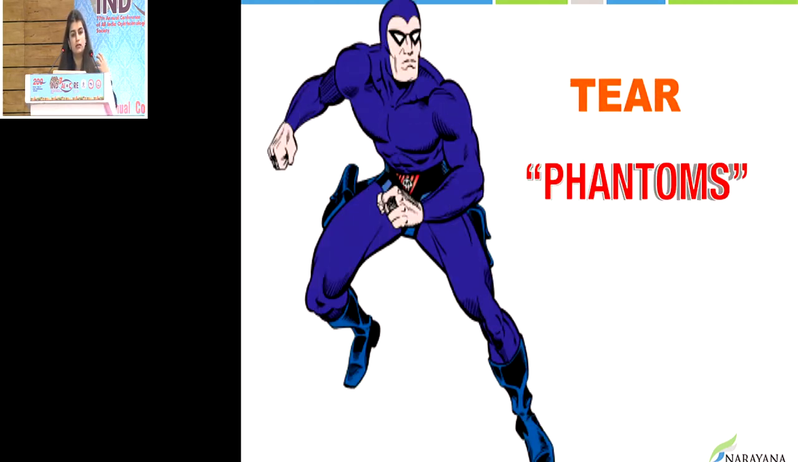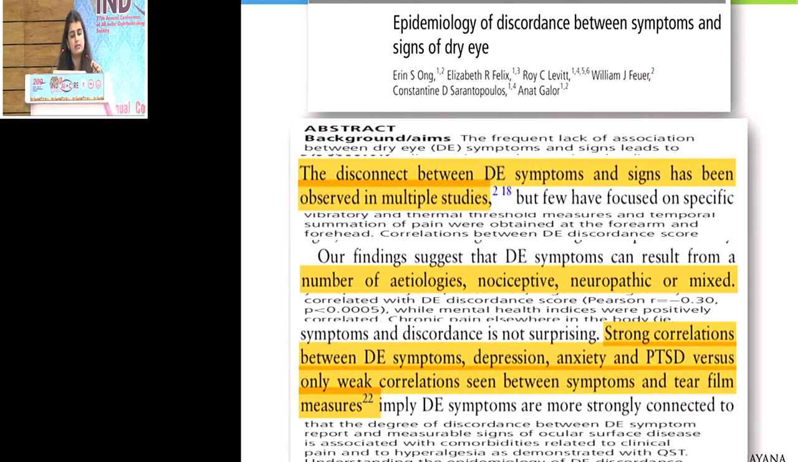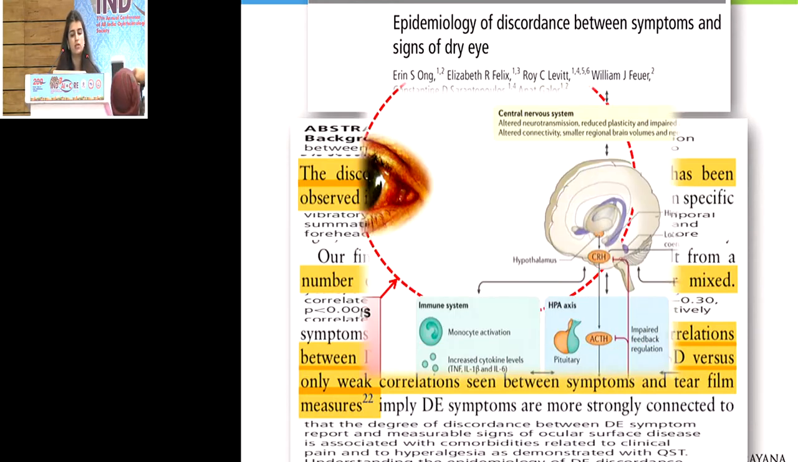This is when we started looking slightly deeper to understand dry eye disease. There are tear phantoms, as we call them, and most importantly, this was one of them that we started exploring. It says that dry eye disease also has some role with the emotional state, as in people who have PTSD or stress disorders, or there is some weak correlation that still exists.